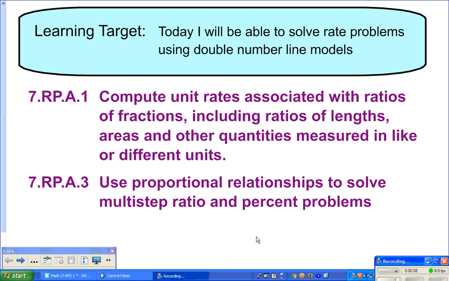Today, we'll be able to solve rate problems using double number line models. We're focused on the Common Core state standards associated with ratios and proportional relationships, specifically the 7th grade standard 7.RP.A.1, in which we'll compute unit rates associated with ratios of fractions, including ratios of lengths, areas, and other quantities measured in like or different units, as well as 7.RP.A.3, in which we'll use proportional relationships to solve multi-step ratio and percent problems. Let's take a look at one of those problems.